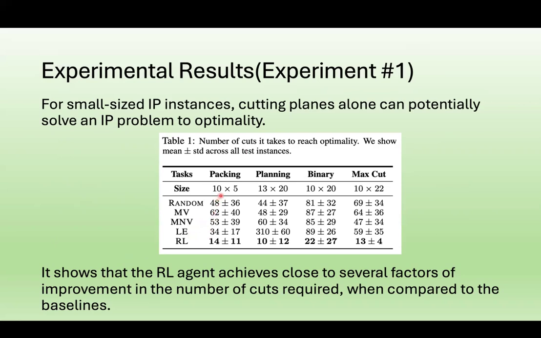And from the results, for all the 4 classes of problem, we can see that RL required the least number of cuts to reach the optimal solution. So this shows that the RL agent was able to achieve close to several factors of improvement in the number of cuts required when compared to the baselines.